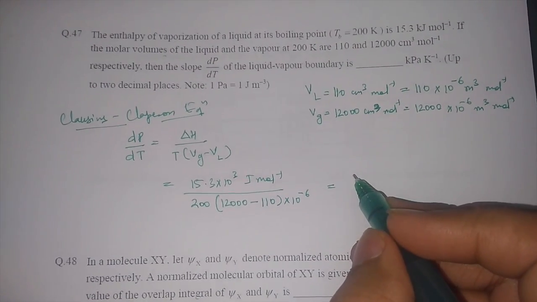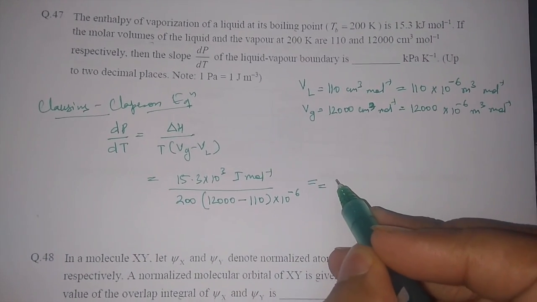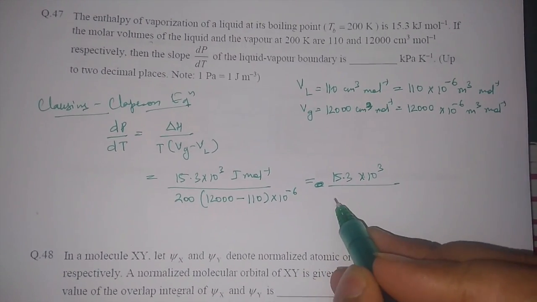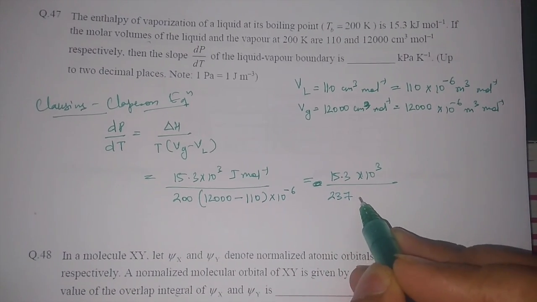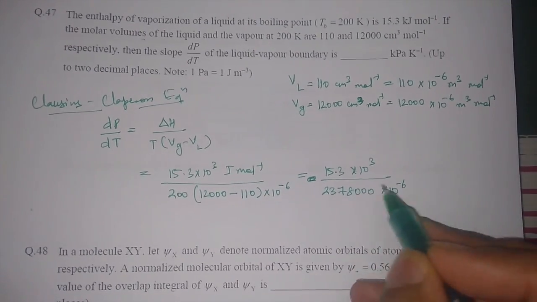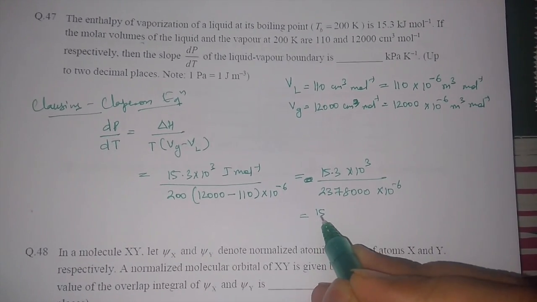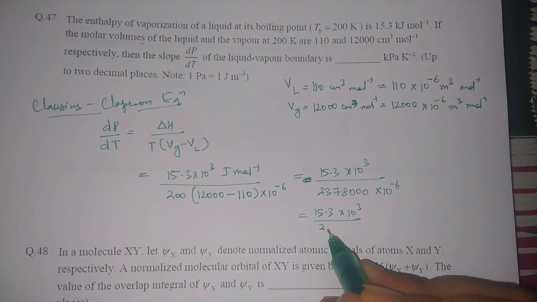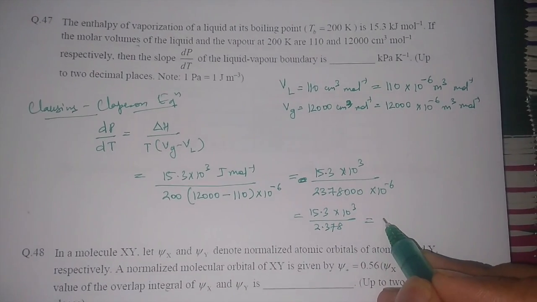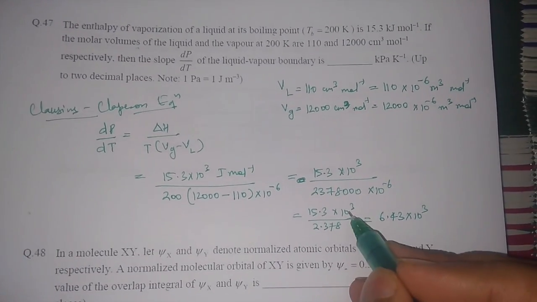Let me solve it out. When you solve the denominator, in the numerator you get 15.3 into 10 to the power 3, and in the denominator you get 237 8 triple 0 into 10 to the power minus 6. So you can shift this decimal by 6 places, giving 15.3 into 10 to the power 3 divided by 2.378. When you divide it, you get 6.43 into 10 to the power 3. I have not used this 10 to the power 3.